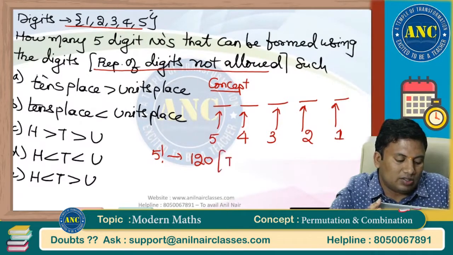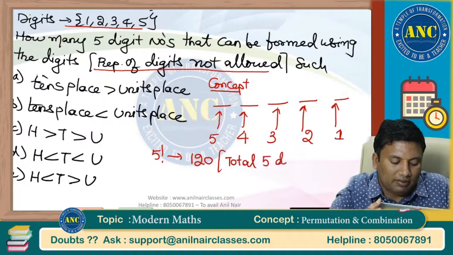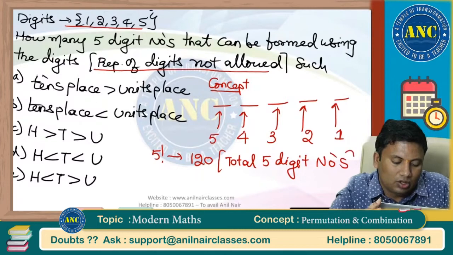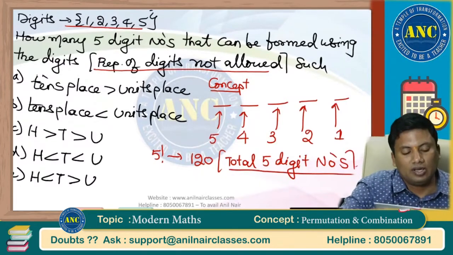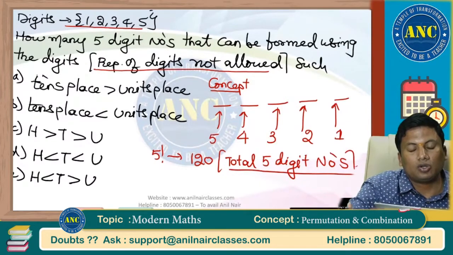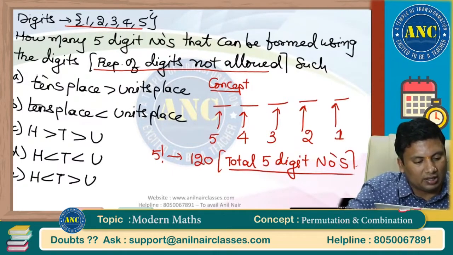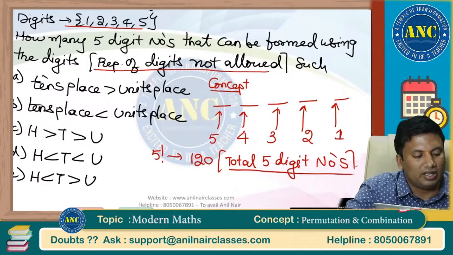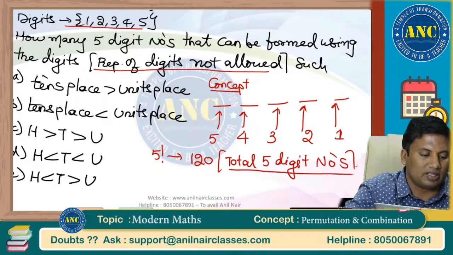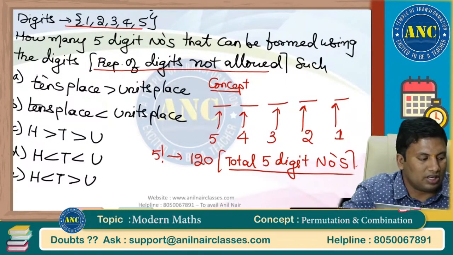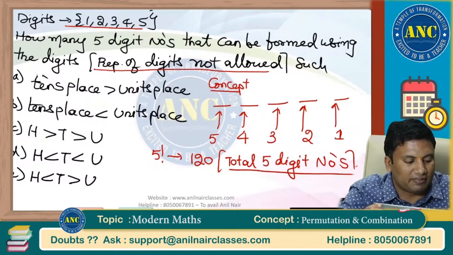What is these 120? 120 is nothing but the total 5-digit numbers. In that 120 5-digit numbers, which all will satisfy these conditions? 5 different questions are there. Tens place greater than units place, tens place less than units place. Now see here. Listen carefully.